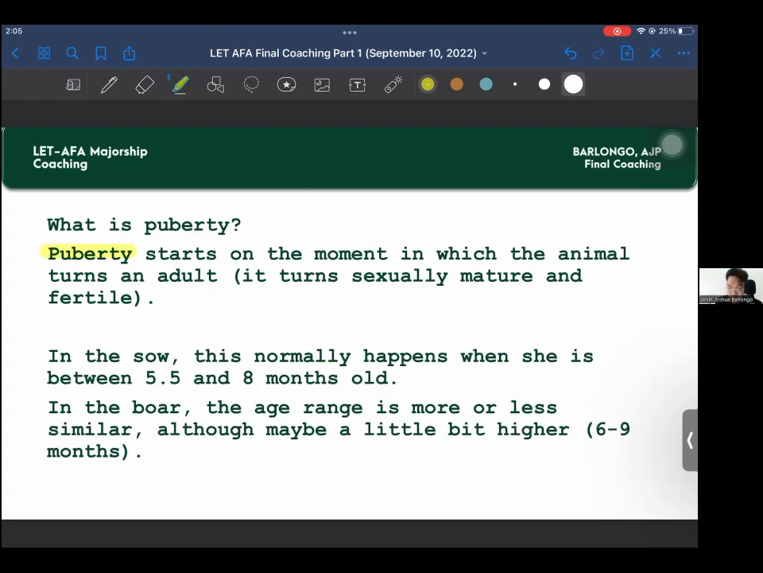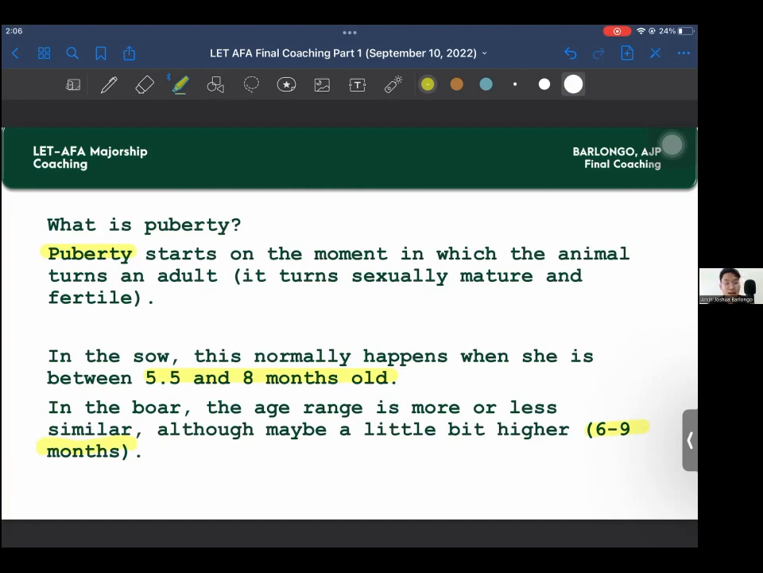So again, take note of these values. Kapag sa sow or sa babaeng baboy, ang kanyang puberty starts or happens in between 5.5 to 8 months old. Whereas sa boar naman, it is longer or farther, higher, which is 6 to 9 months. So, attention. In those values, in those periods, doon nagsisimula ang puberty.